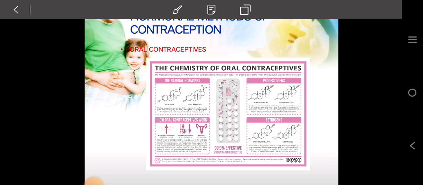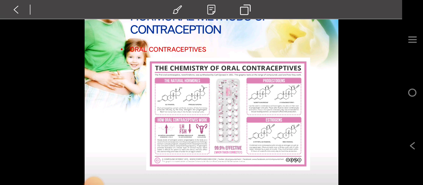Next are the hormonal methods of contraception. Hormonal contraceptives contain synthetic hormones, either estrogen and progestin, that mimic the hormonal changes of pregnancy, thereby preventing ovulation and altering the cervical mucus to inhibit sperm penetration.